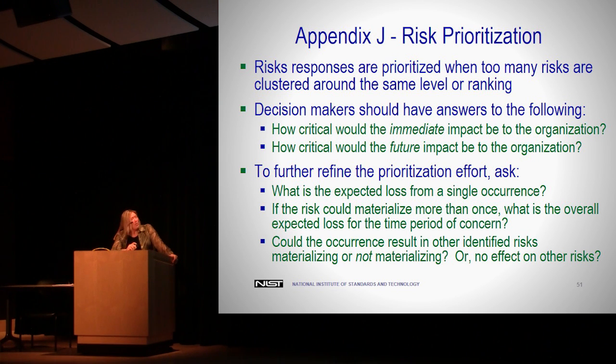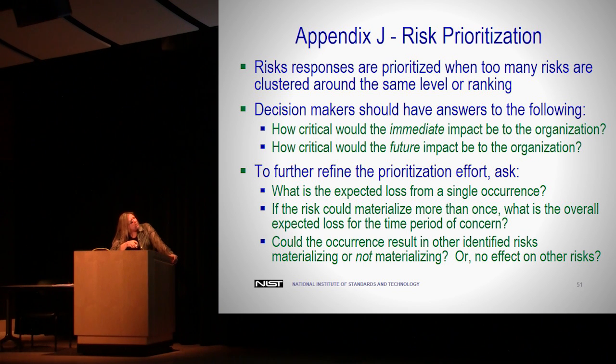Then for further refining of prioritization, you can ask what the expected loss is. We talk about impact in the qualitative terms of high, moderate, or low, or in the semi-quantitative scales. But with impact, we might actually be able to tell how much this would really cost us, if we had to replace this whole system, or if this system was down for a week. That can help us prioritize as well.